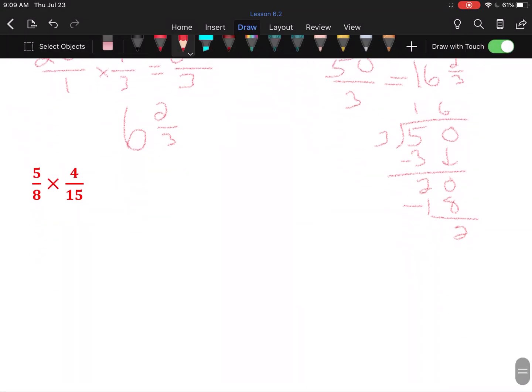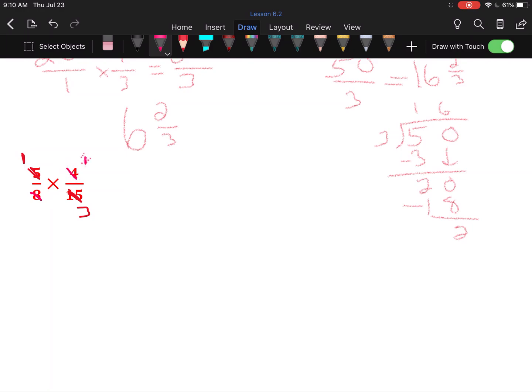One last example, 5/8 times 4/15. And as I look diagonally, I see a lot of things that will play nicely together. 5 and 15 can both be divided by 5. 5 divided by 5 is 1. 15 divided by 5 is 3. But on the other diagonal, 4 and 8 play well together. They can both divide by 4.